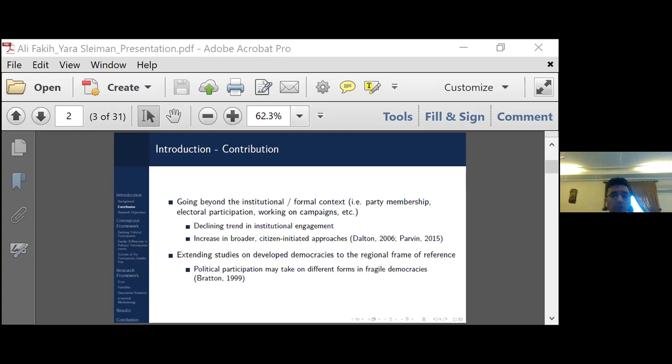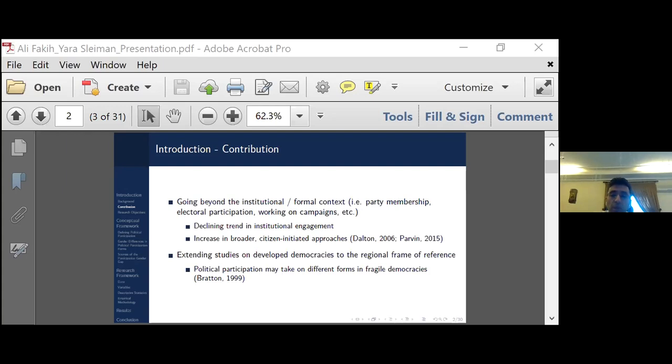Most studies focus on the institutional context, examining forms such as party membership, electoral participation, and working on campaigns. We are providing a non-institutional dimension in order to compare the two types of political participation, and will provide additional evidence.